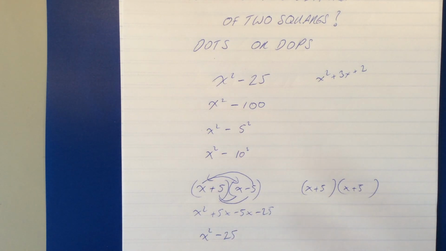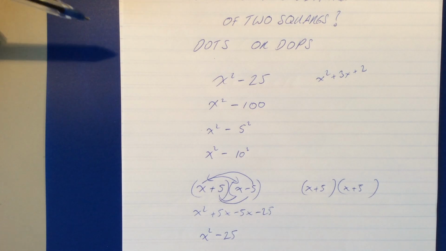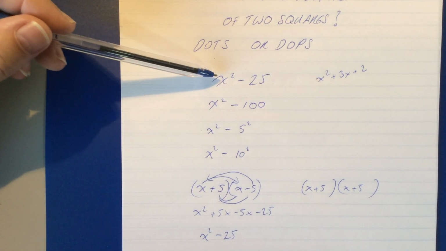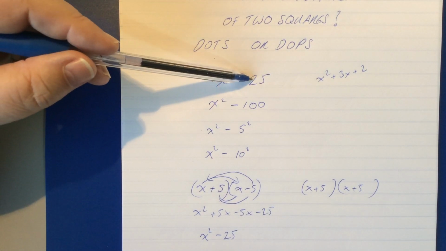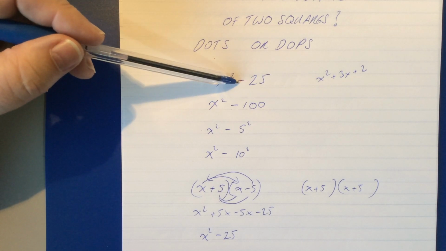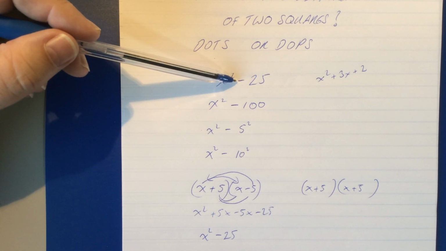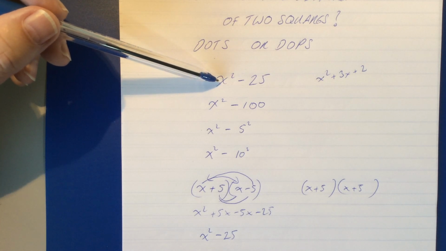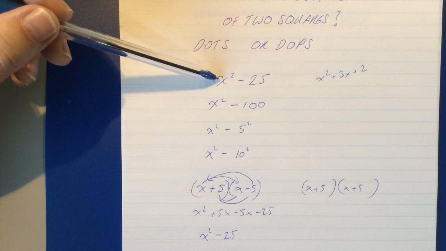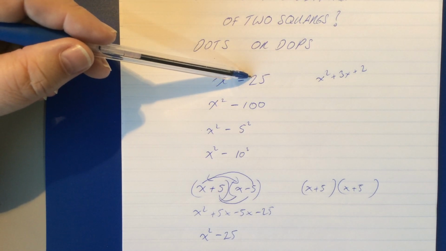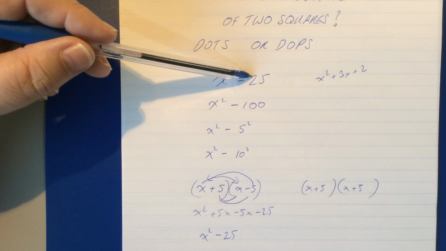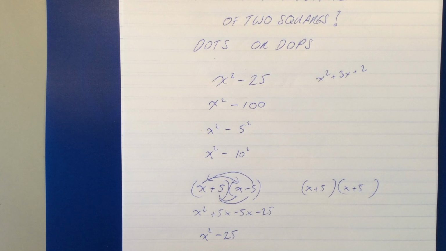So, what is the difference of two squares? Well, it is two squares with the difference being the minus sign. And how you factorize these is you find the square root of this and the positive and negative root of this number. Okay, so I think we'll stop there.